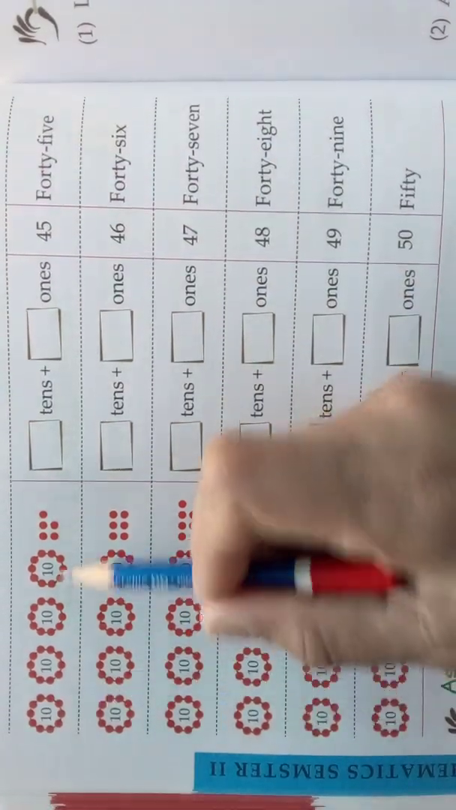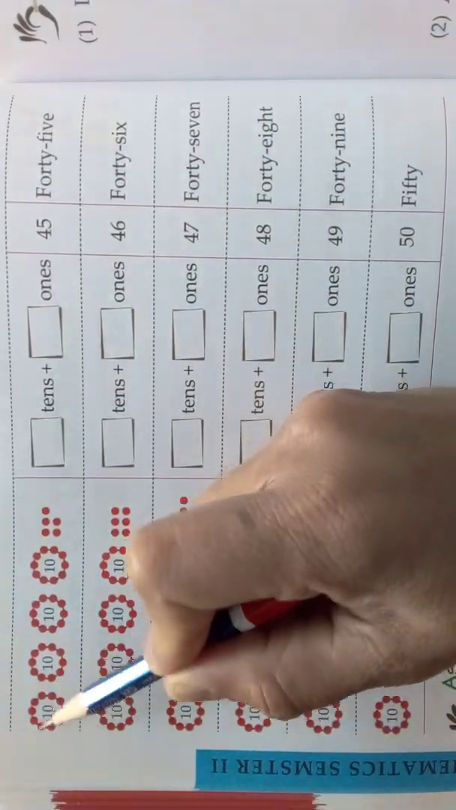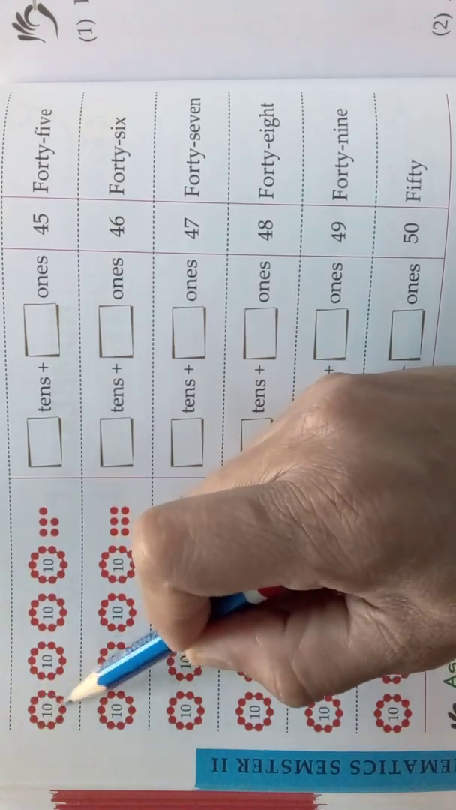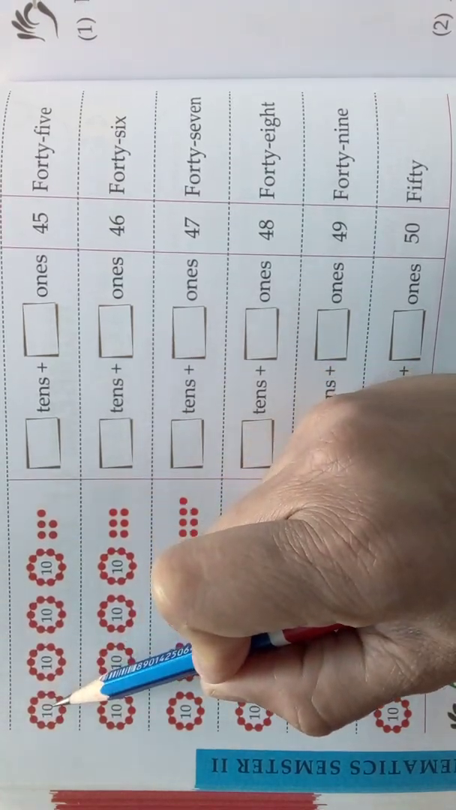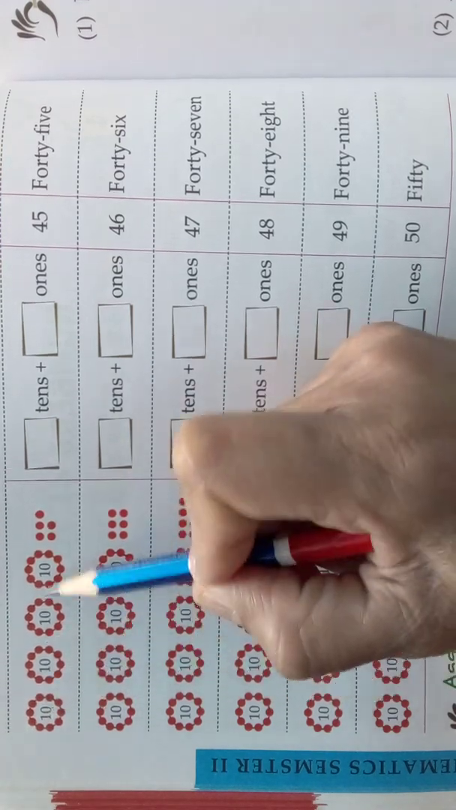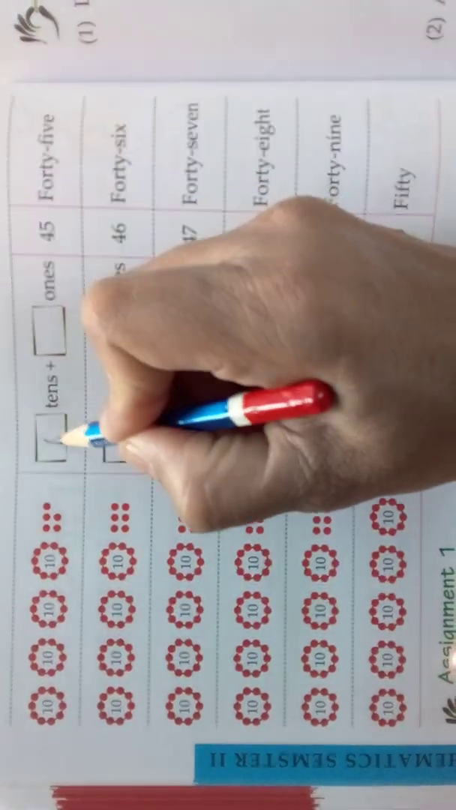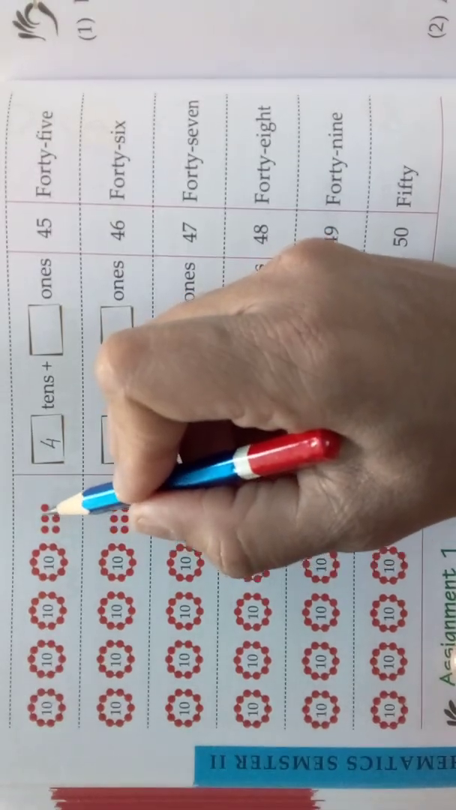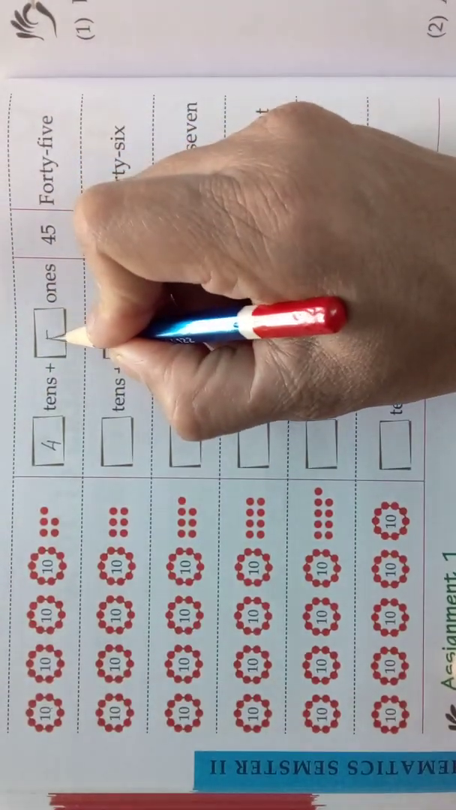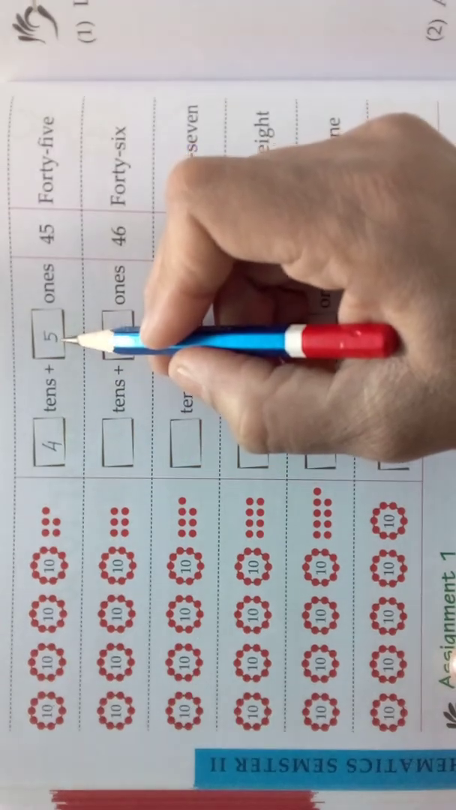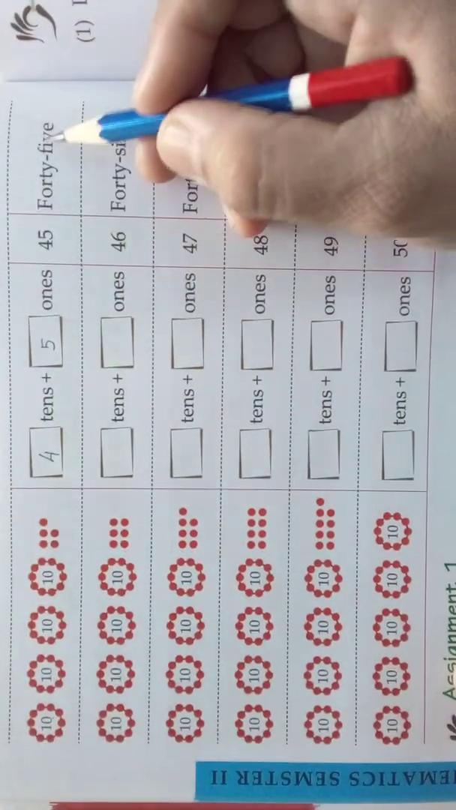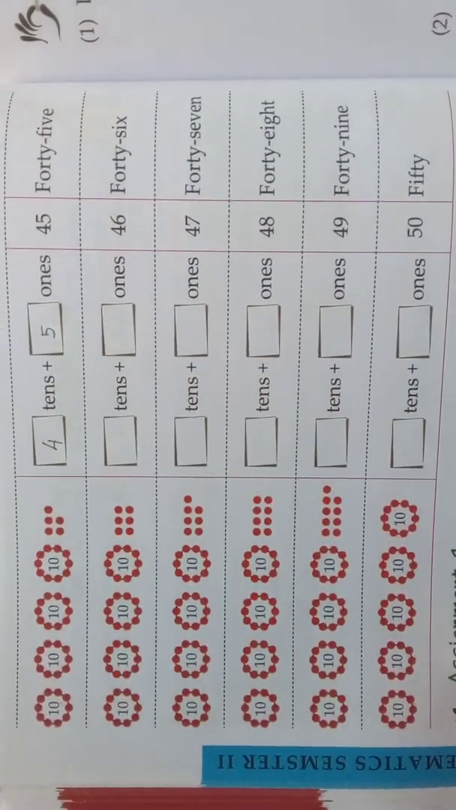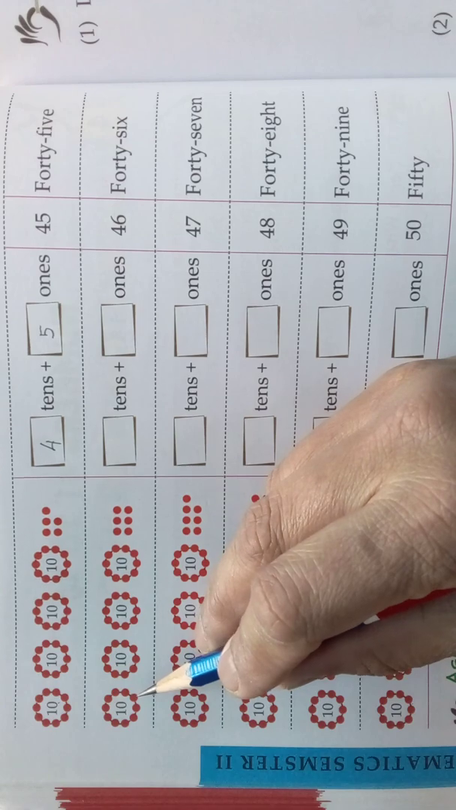See here, how many tens are there? This one chain makes 10, that you know. So no need to count again and again how many beads are there in this. This 10 indicates 1 ten. So how many tens are there? 4 tens. And how many ones are there? That you should count. 1, 2, 3, 4, 5. So 5 ones. 4 tens plus 5 ones makes 45.